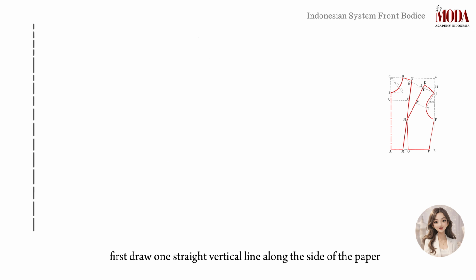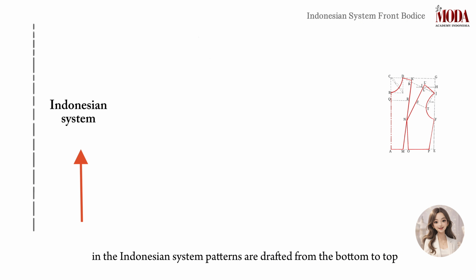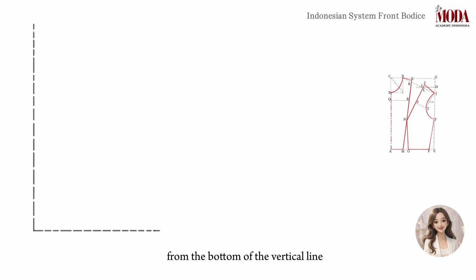First, draw one straight vertical line along the side of the paper. Please note the difference here. In the simple and dressmaking systems, patterns are drafted from top to bottom. In the Indonesian system, patterns are drafted from the bottom to top, starting at the waist and moving upward toward the neckline. From the bottom of the vertical line, draw a horizontal line to the right. This intersection is point A.